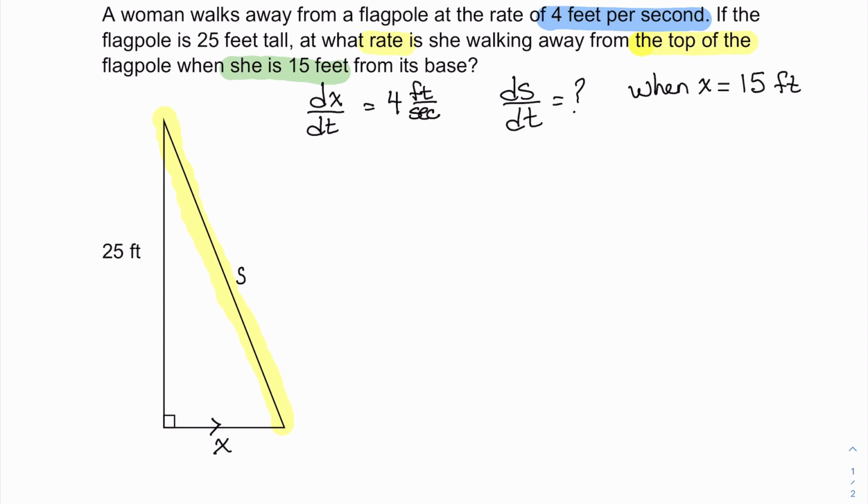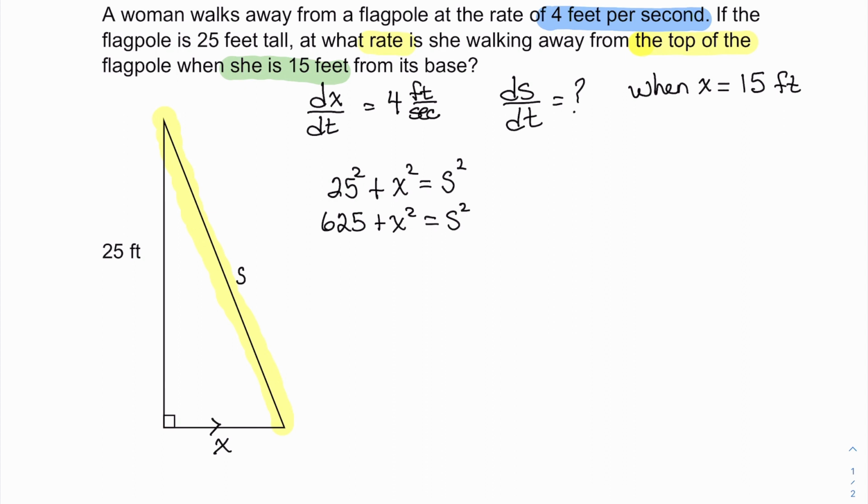So now what geometrical formula can we use here? Well, it's a right triangle. And when we are talking about the relationships between the sides of the right triangle, that's the Pythagorean theorem. So we have legs squared, 25 squared, plus x squared, the other leg squared, is equal to the hypotenuse, s squared. Now 25 squared is 625, plus x squared is equal to s squared.